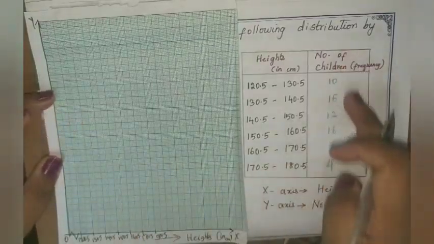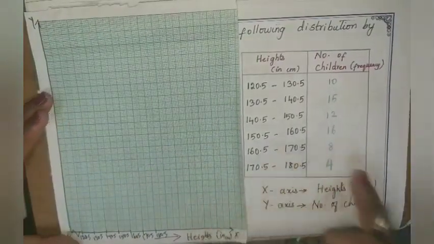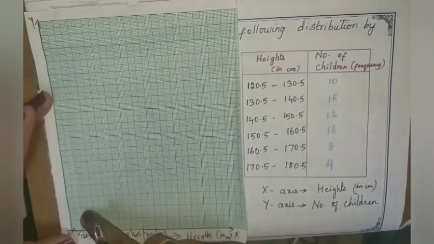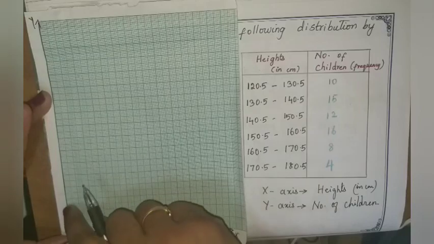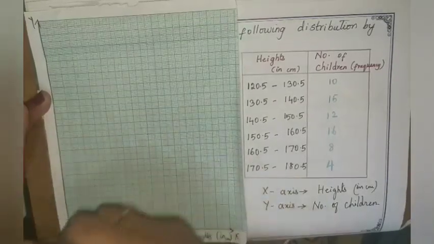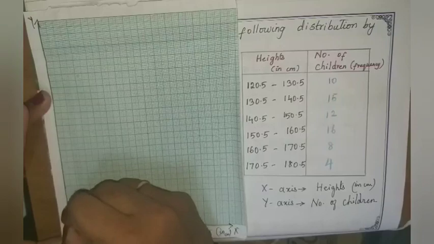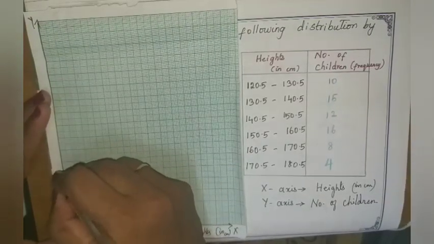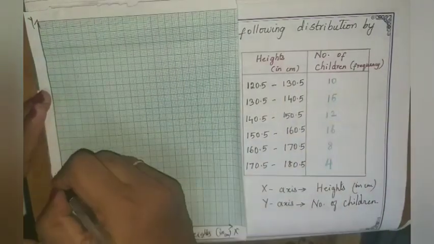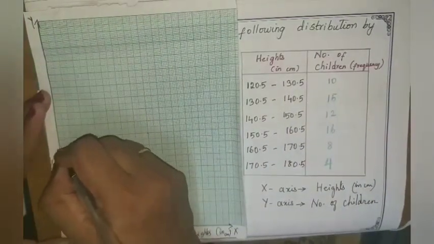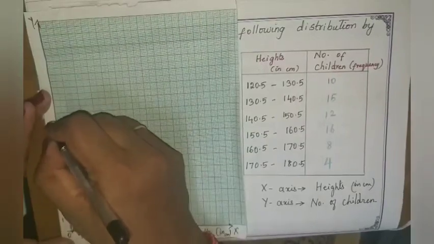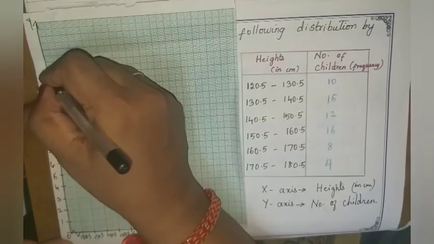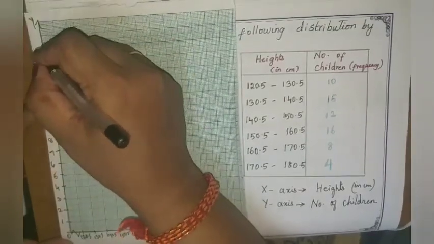Similarly, on the y-axis we can take the number of children, that is, it's going for 4, 8, 16. So each one you can take as 2, 2 or 1, 2, 3, 4, 5, 6, 7, 8, 9, 10. Each 1, 1 also you can take. So 1, 2, 3, 4 till 15, 16 is the last.